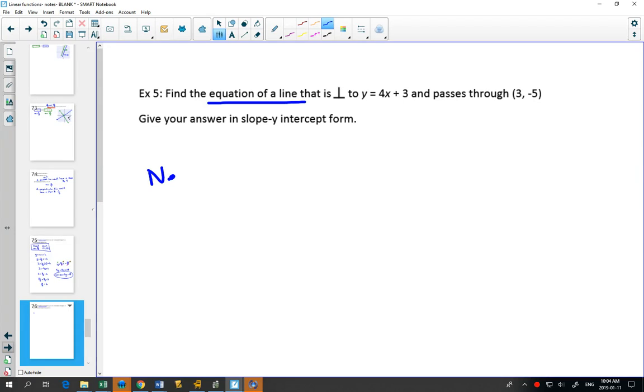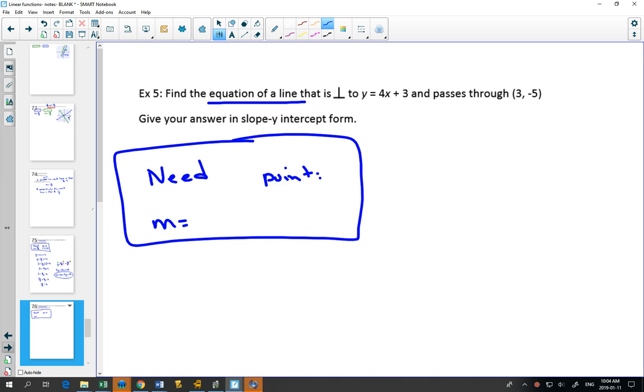I need my slope, and I need a point. This time it's perpendicular. That's the symbol for perpendicular, because that is a 90-degree angle. On your test, it will actually say parallel and perpendicular, and on your exam, it will actually say parallel and perpendicular. So perpendicular to y equals 4x plus 3, and passing through 3 comma negative 5.